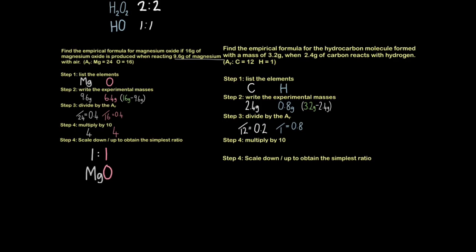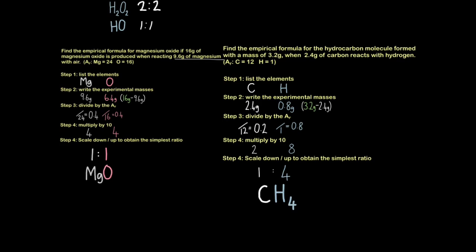Then you multiply by 10, that gives you 2 to 8. So every 2 atoms of carbon will react with 8 atoms of hydrogen to make this hydrocarbon molecule. Can we simplify this? So you just need to halve it to simplify it. So 2 halved is 1, so you do the same to 8, halve it. So every 1 atom of carbon will react with 4 atoms of hydrogen. So the empirical formula for this hydrocarbon molecule is CH4, in other words, methane.